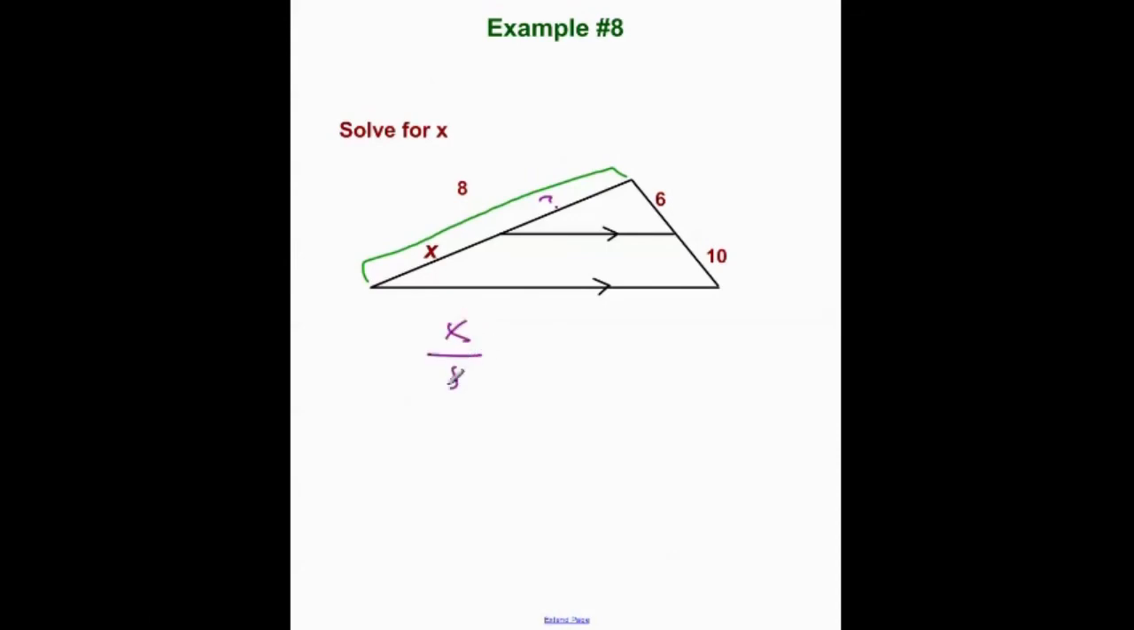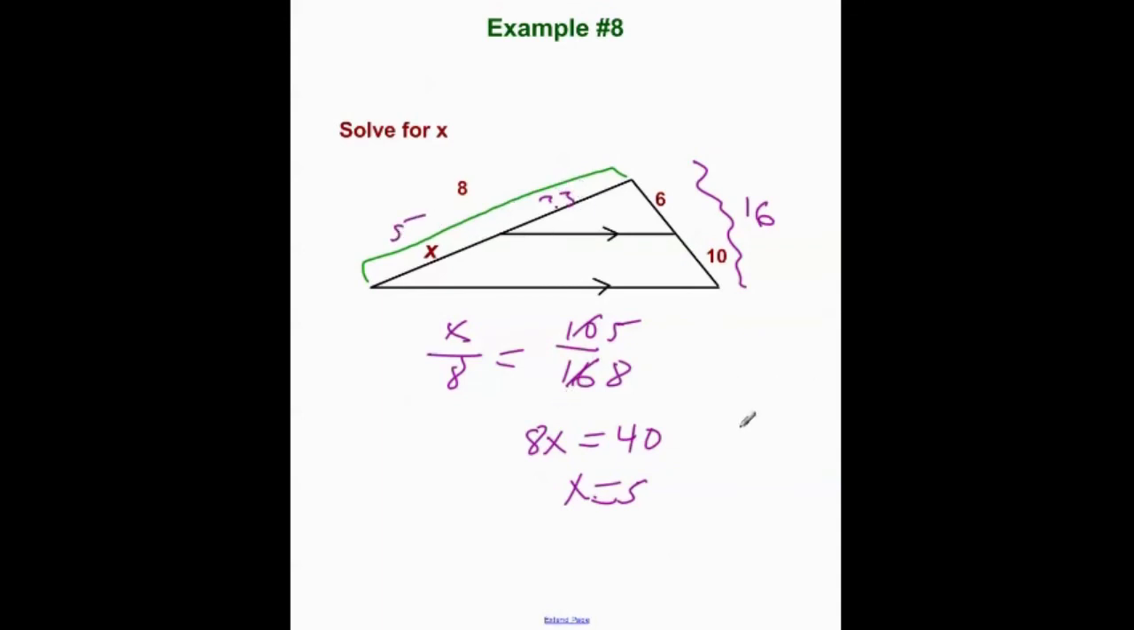X over 8. Well, I compare this side to the big side. So I'm going to do the corresponding part over here, 10 over all this, which is 16. And I can simplify that. 2 goes into that 5 times, and into 16 it goes 8 times. So I have 8x is equal to 40, x is equal to 5. I also knew that just by looking at it, you know you doubled things because it's proportional. All right, so x is equal to 5. That means this side over here is 3, and we could do other stuff.